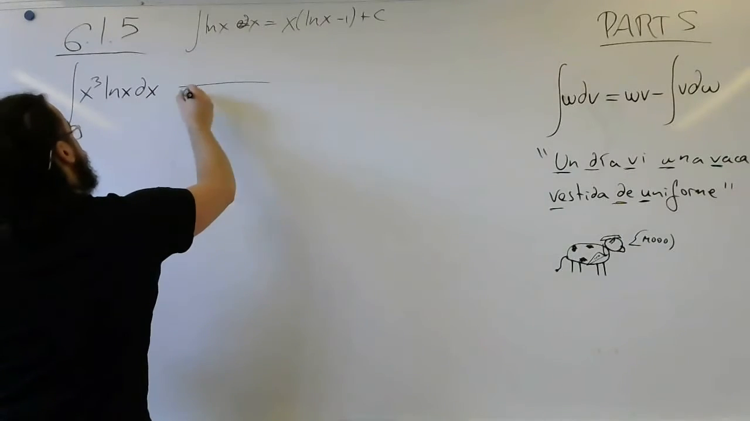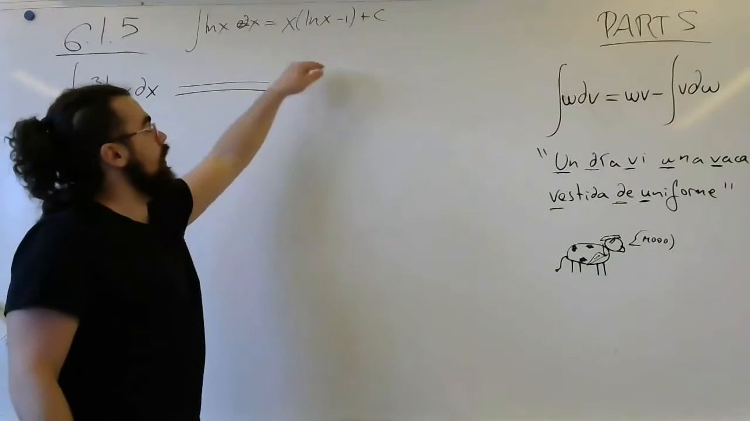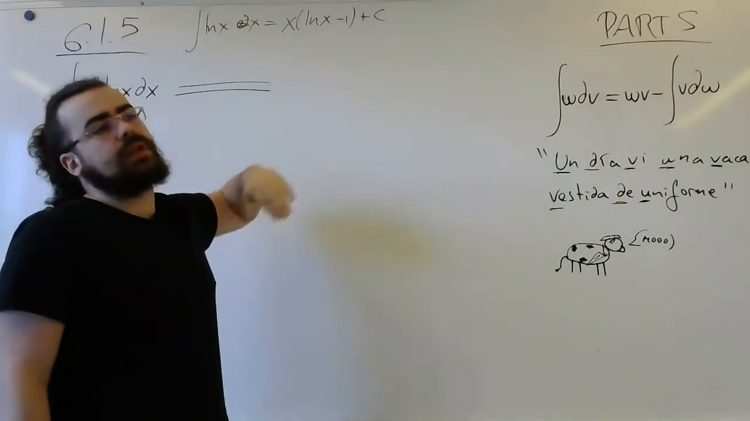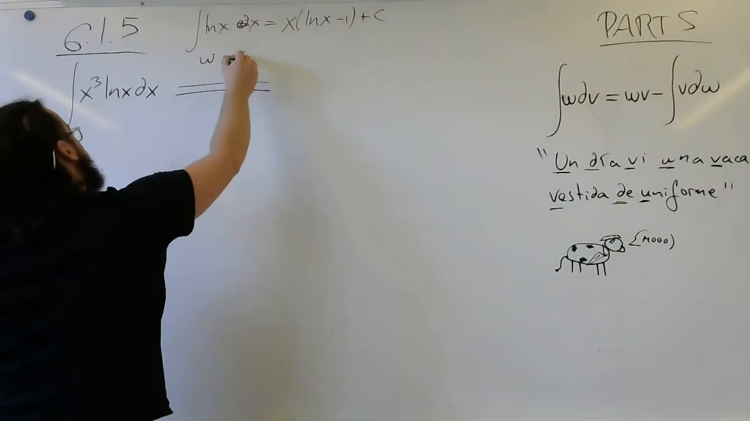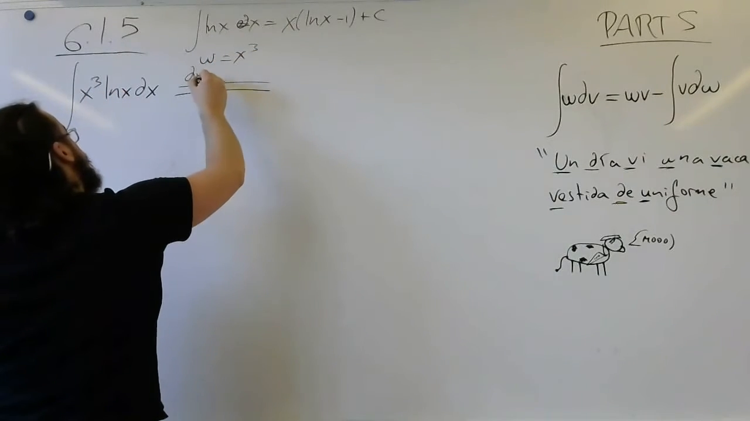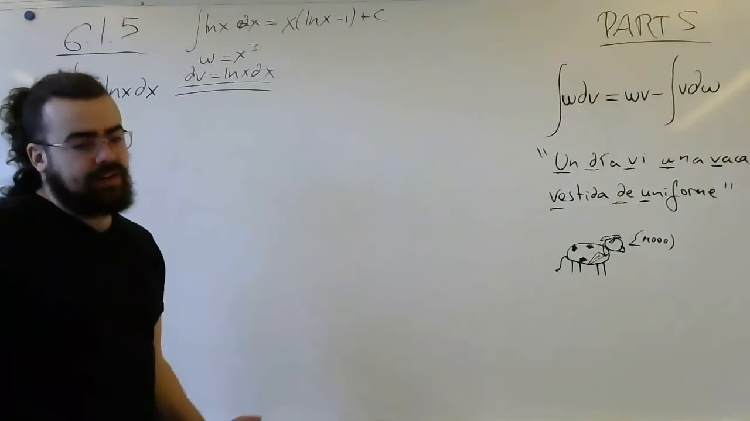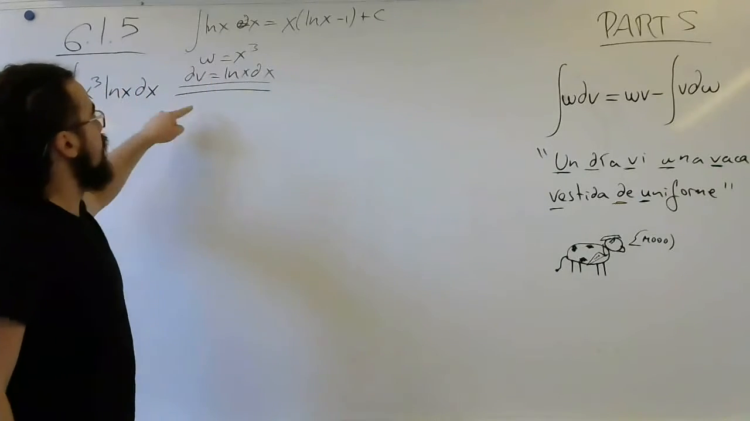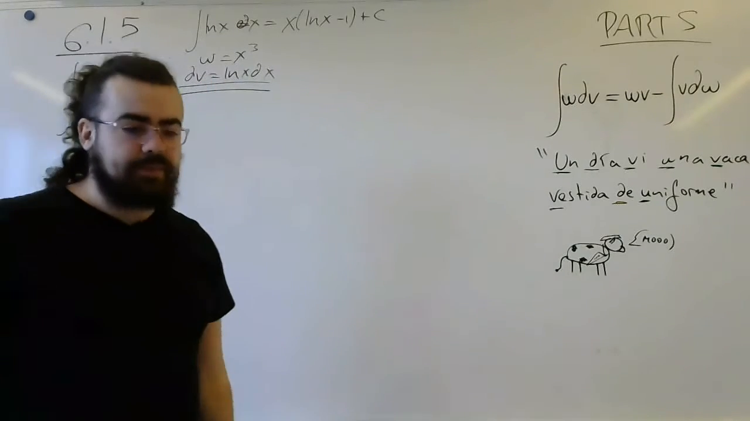So now I'm going to let democracy talk. We know that the integral of the logarithm is this thing right here. Do you think we should take w equals x cubed and differential of v is this thing right here, or should we go the other way around and pick w as the logarithm, because when we integrate, we will get something simpler? Ideas?